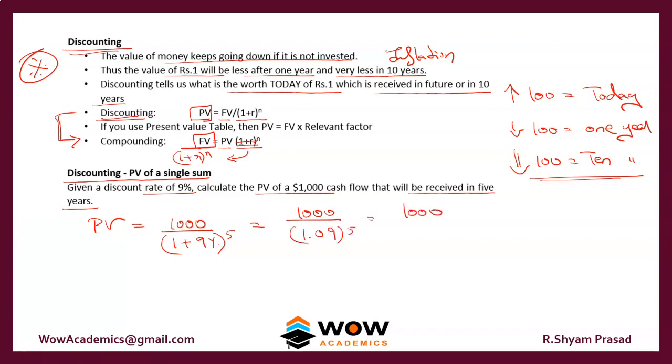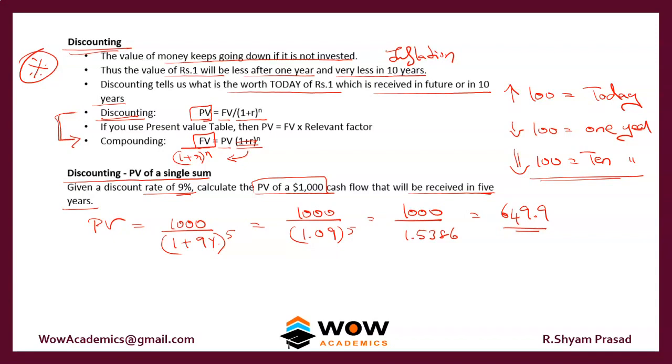So again, 1000 divided by 1.5386, so 649.9. Okay, so if you're going to receive 1000 rupees from someone, and the discounting rate or the inflation rate in the country is 9%, and in 5 years' time you're going to receive the 1000 rupees, then what they give in 5 years is only worth up to 649 in terms of today's amount. Okay, so this is how you solve the formula.